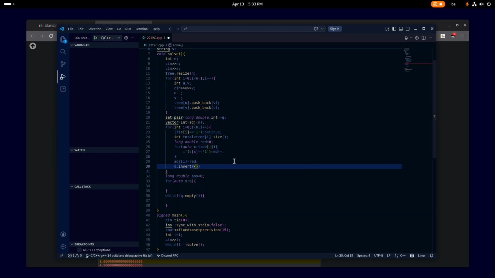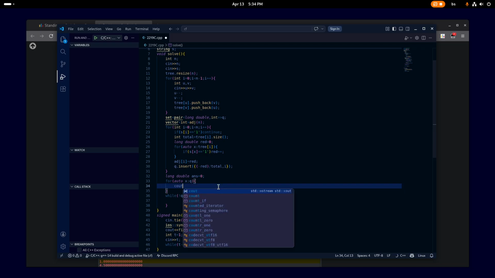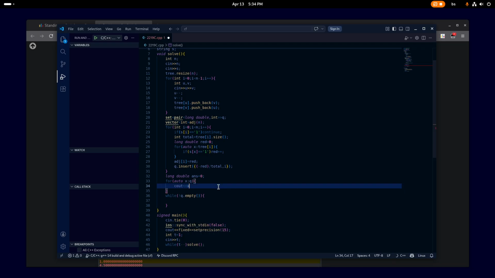Now this one will be minus red divided by total. And I put long double here so it can be normal division, the one that I need, not integer division. And this is so that the largest one is at the beginning. And then the second one will obviously be I. Okay, now just want to check this.